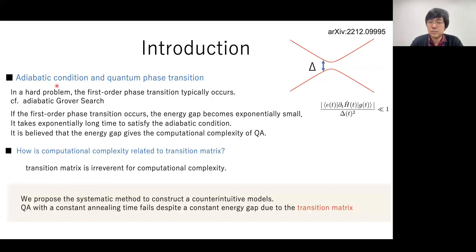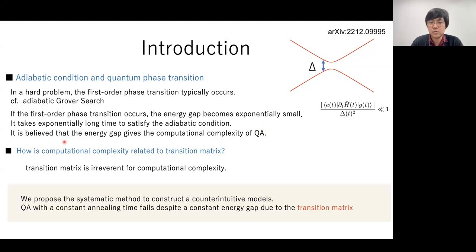However, in a hard problem, which typically a classical computer cannot efficiently solve, in such a model, the first order phase transition typically occurs. For example, adiabatic global search. If the first order phase transition occurs, the energy gap becomes exponentially small. So it takes exponentially long time to satisfy the adiabatic condition, because the adiabatic condition is proportional to the inverse of a polynomial of the energy gap. So it is believed that the energy gap gives the computational complexity of quantum annealing.